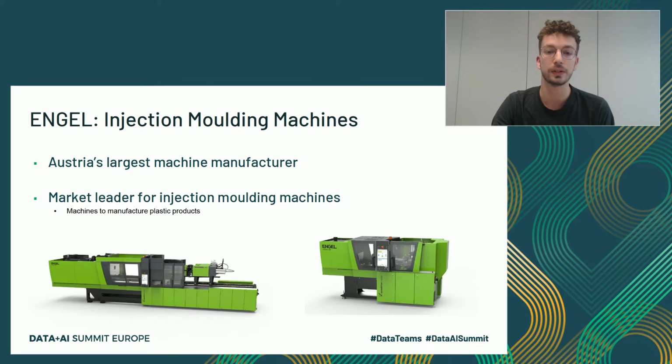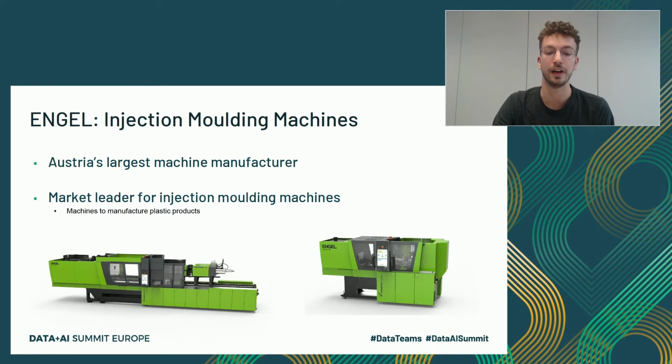But before we start off, I would like to give you a small introduction about ENGEL first. So ENGEL is Austria's largest machine manufacturer, and we focus on building our injection molding machines. And we're also the market leader for injection molding machines. One might ask, what are injection molding machines? So basically, injection molding machines are the machines that are used to produce plastic products.